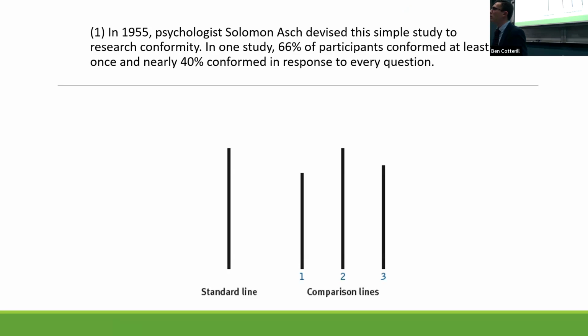The participant is going last. So the participant is there thinking, well, it's obviously number 2, but then someone answers number 1, someone else answers number 1, someone else number 1, someone else number 1, and then you, the participant, are asked to give your answer, and you can go against the group.